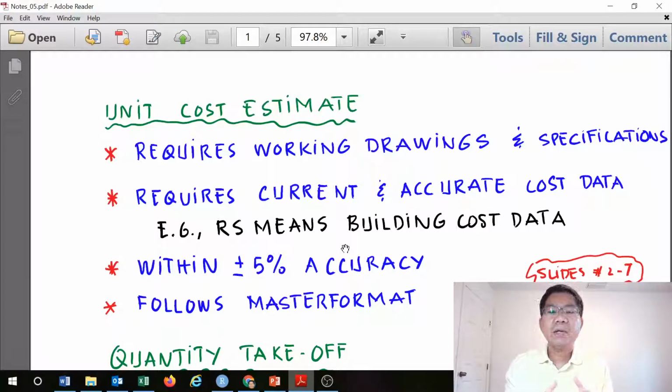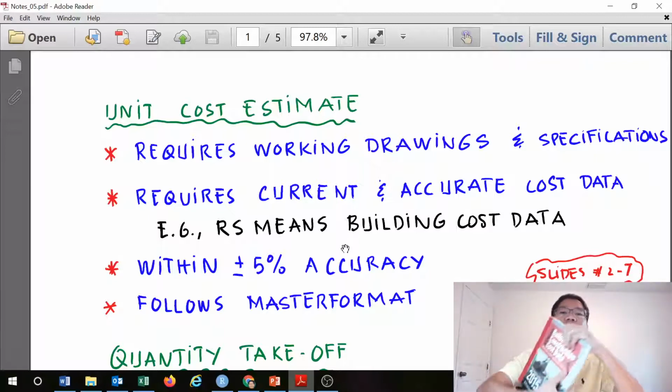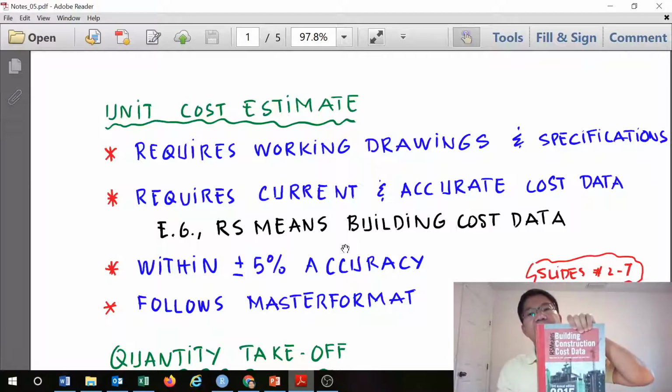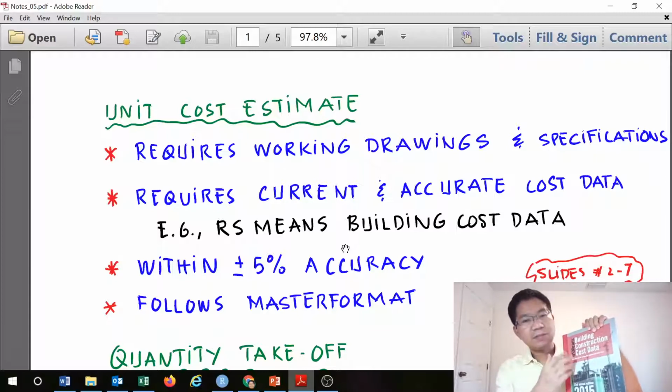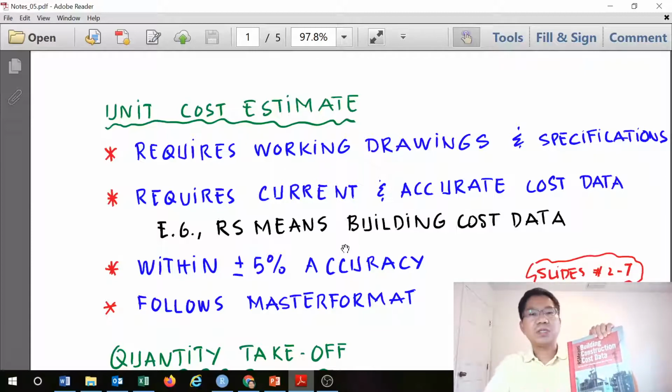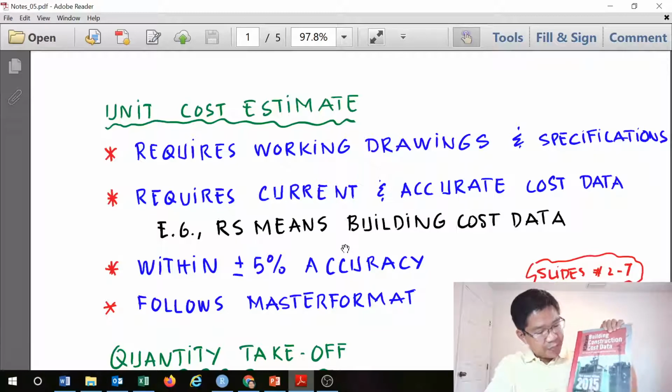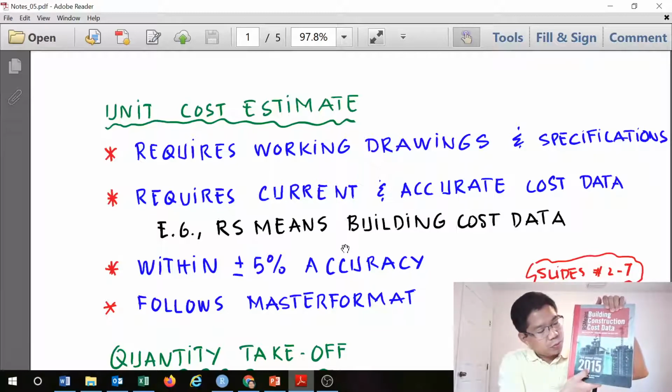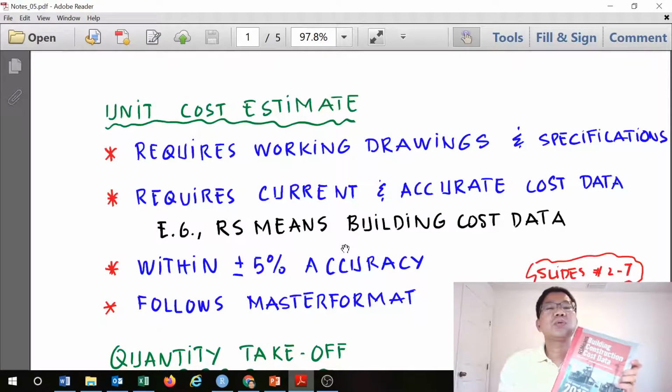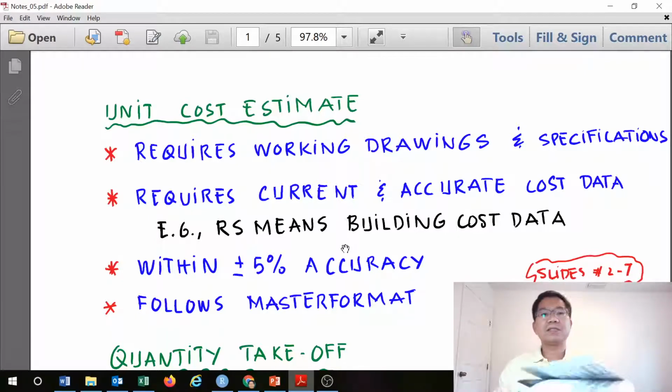If an engineer doesn't have a database of their own, then you can get something like RSMeans building cost data, for example this one. Every year they publish cost data for building construction, for heavy construction, and also for green building construction. This book is from 2015, but you have the current version in 2020. So the second item requires current and accurate cost data.